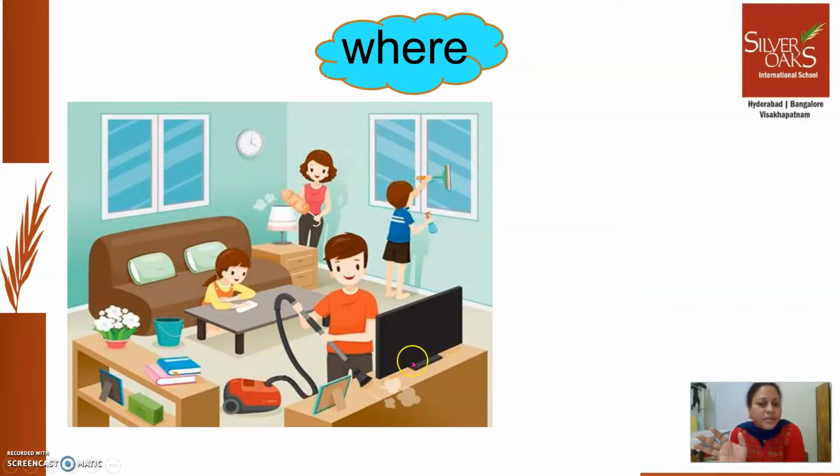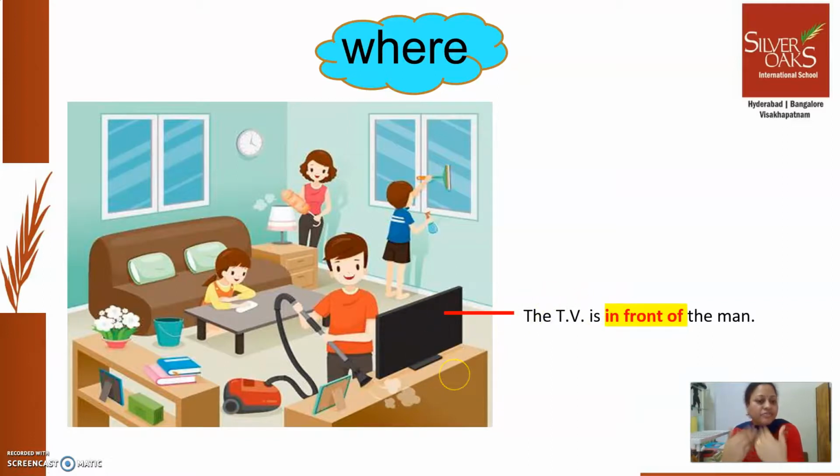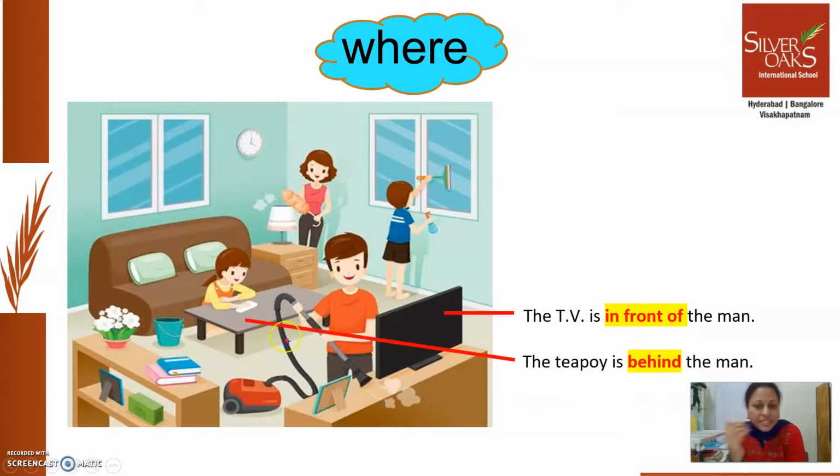Okay. Where is the TV? Tell me. The TV is to the front side of the man, right? So we can say the TV is in front of the man. Now tell me, what is there behind the man? Behind the man there is a teapot. So the teapot is behind the man. So in front of the man there is a TV and behind this man there is a teapot.